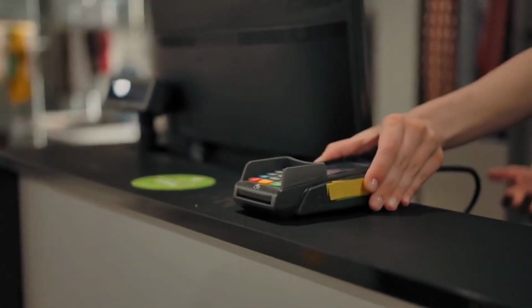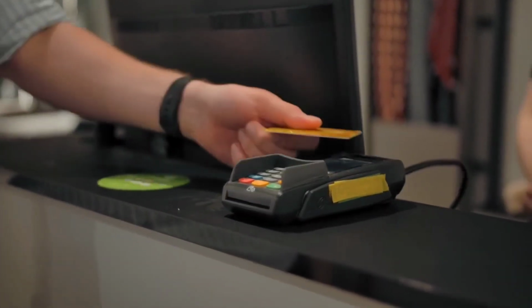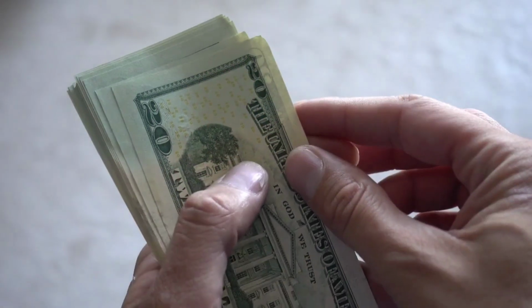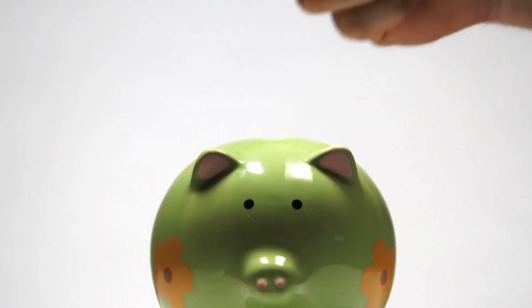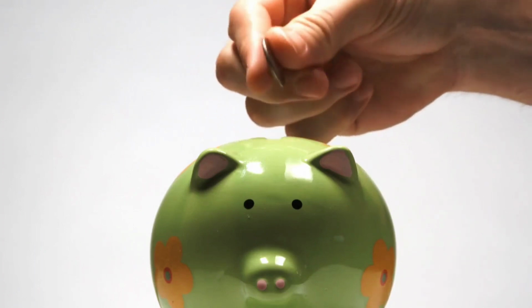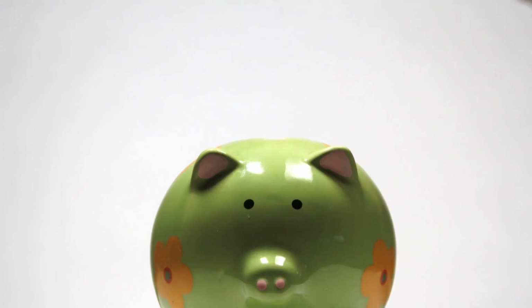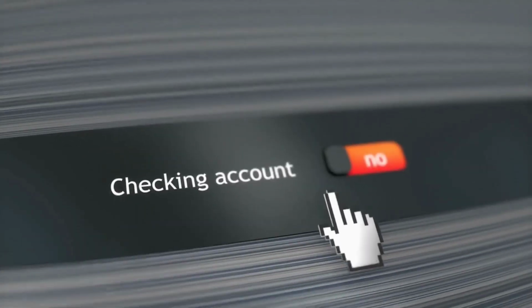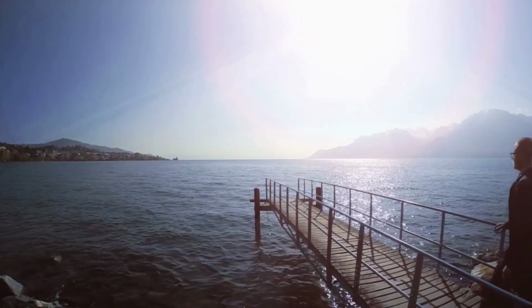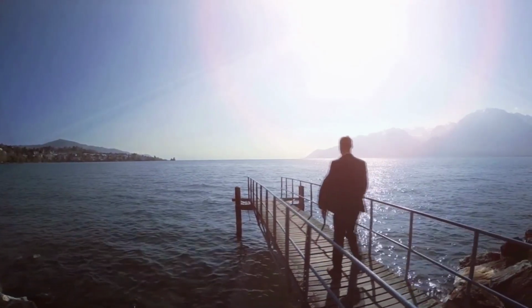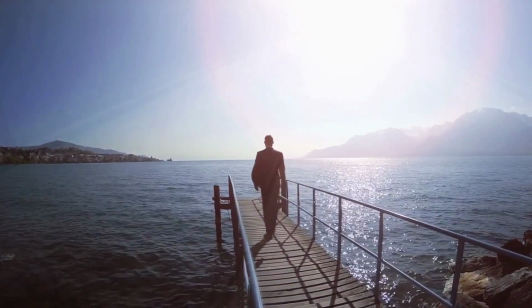3. Use debit or credit cards. Using debit cards can help you stick to your budget. This is because you can only spend the amount of money you have. 4. Automate your savings. Automating your savings can help you stick to your savings goals. This means setting up automatic transfers from your checking account to your savings account. 5. Stay motivated. Sticking to a budget can be difficult, but it's important to stay motivated. Remind yourself of your financial goals and the benefits of sticking to a budget.